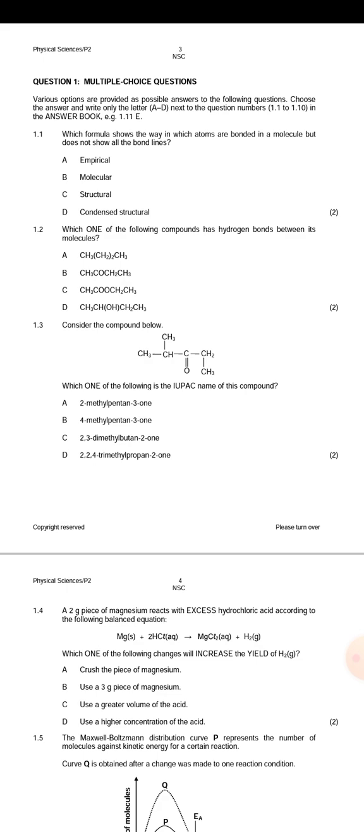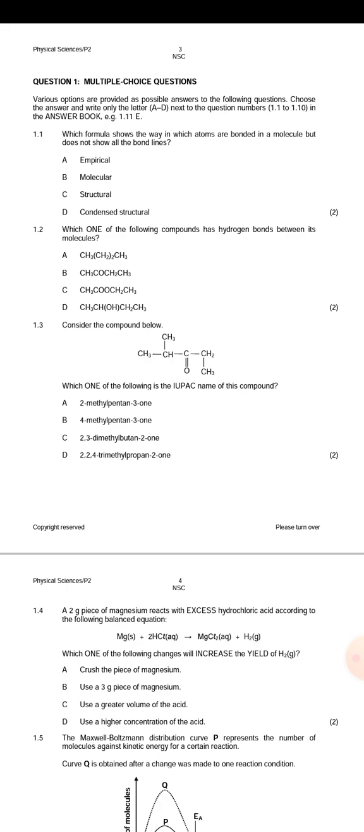So now they say the bond lines are not shown, but we know that for a structural, the bond lines are indeed shown, right? So it means the correct answer there will be D. C is wrong because they said no. If they said the bond lines are shown, the answer would have been C, structural. But the fact that the bond lines are not shown, it means C is wrong, and the right answer there is going to be D.